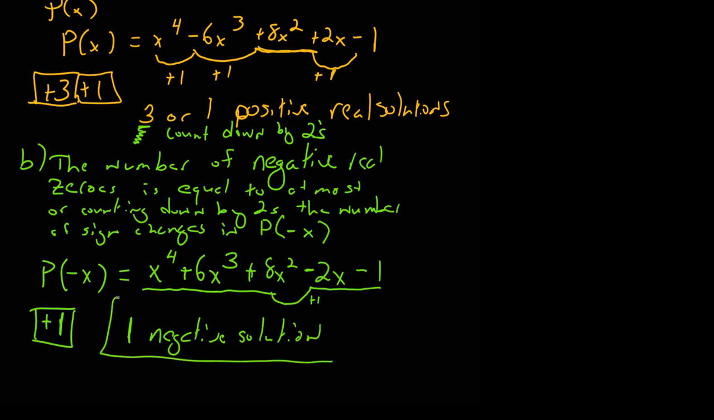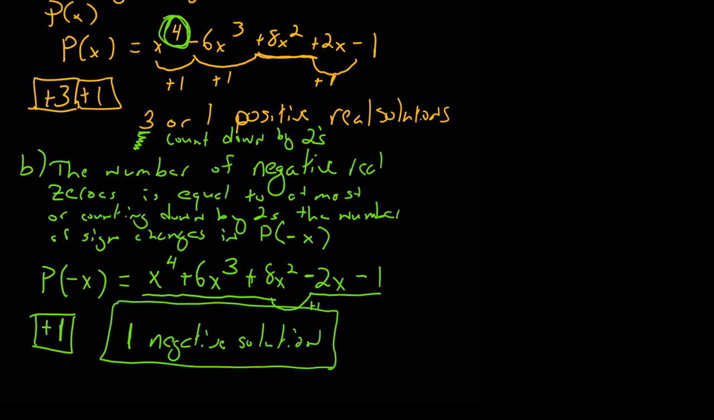So I'm guaranteed 1, right? This is counting down by 2s. I can't get 2 positive real solutions. It's 3 or 1, counting down by 2s. And that counting down by 2s are those complex numbers hiding in the background because they come in pairs. If I get some grouping of these, I have to pull off pairs. And so let's look at what it means for this fourth power polynomial here.